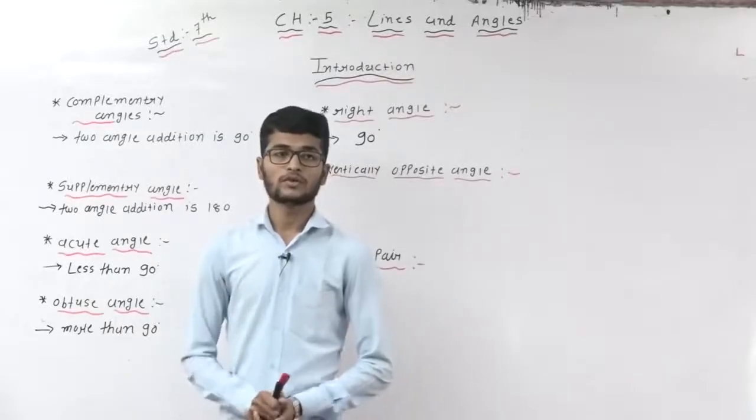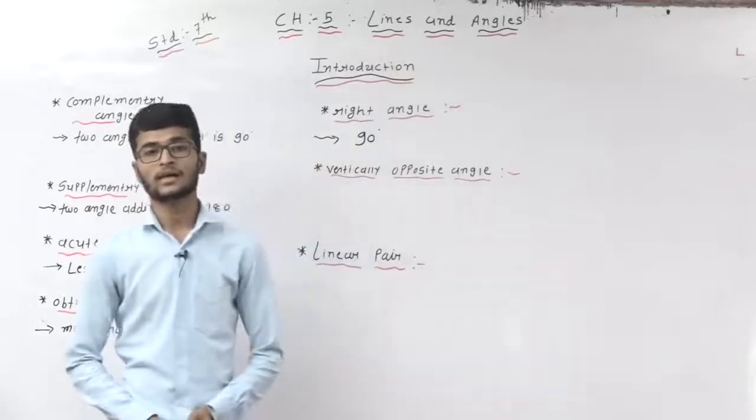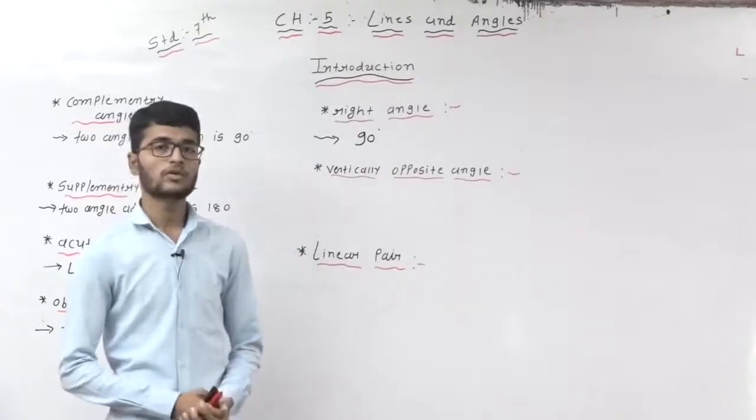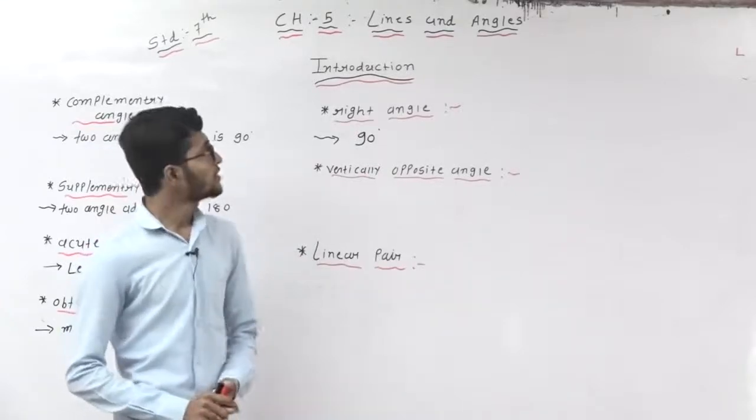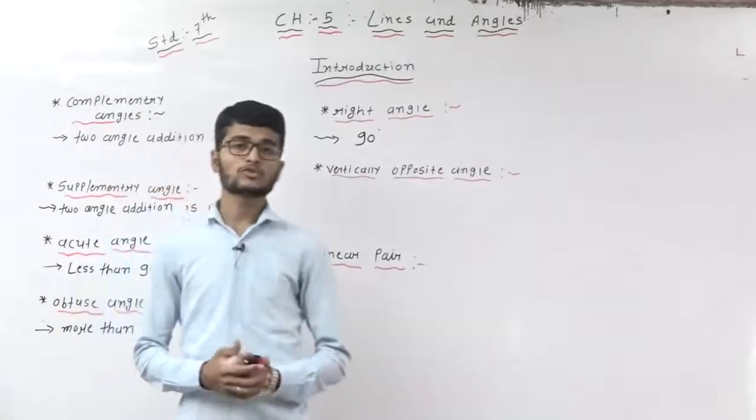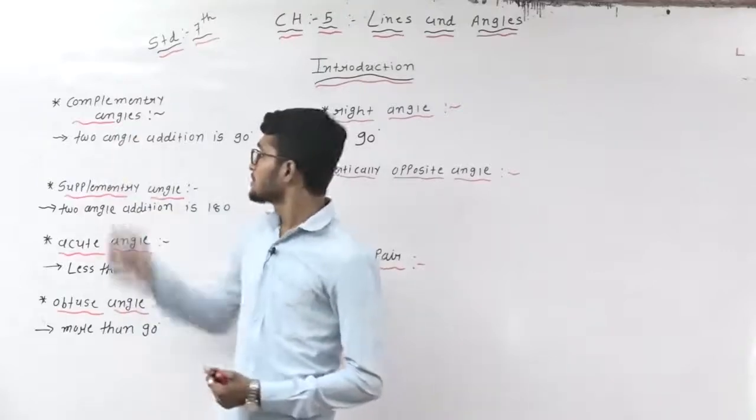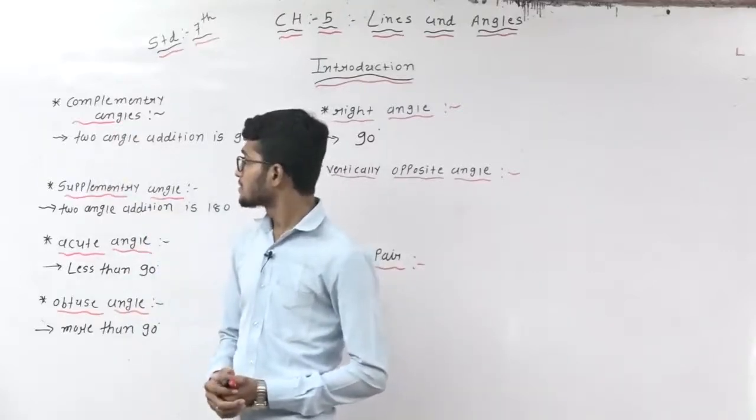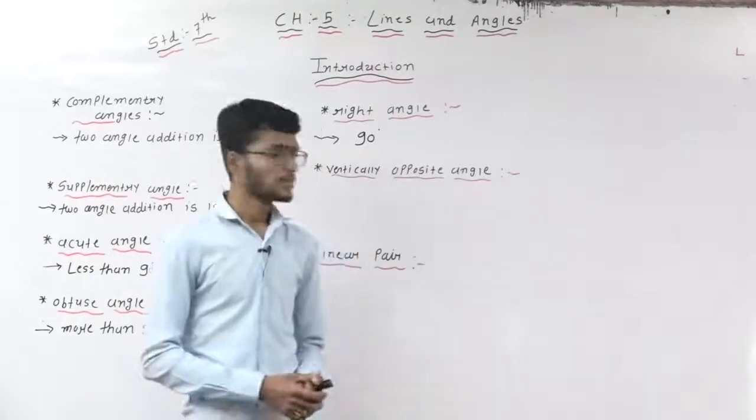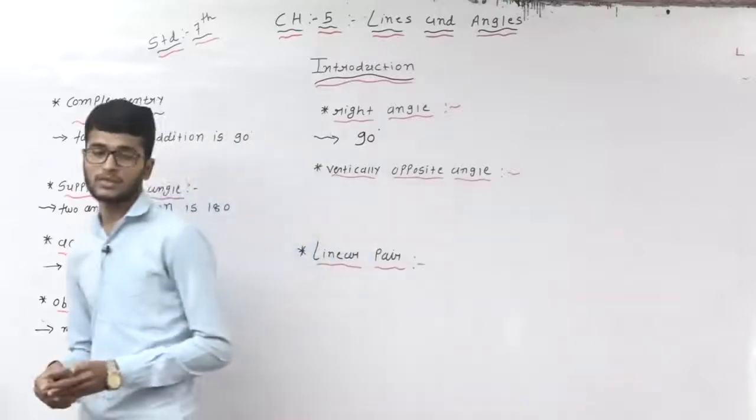Now students, our new chapter number 5, lines and angles. So first of all, the introduction of this chapter. Here is given the angles, and there are many types of angles. So dear students, you already studied in standard 6th some types: complementary angles, supplementary angles, acute angle, obtuse angle, right angles, right? So we will discuss these types of angles one more time.